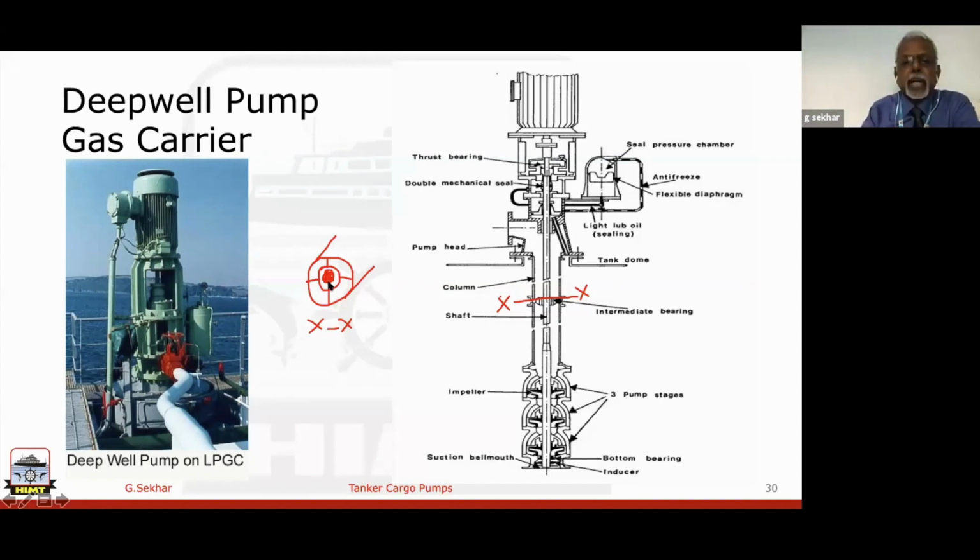Now, this bearing lubrication is done by the cargo itself. So it is very, very imperative that this pump should not run dry. When the pump is running, the pump has a certain rated amperage. At the end of the discharge, when the cargo quantum has reduced, what will happen to the amperage? The amperage also will go down. So at the minimum amperage, the pump will get tripped, so that prevents the pump from running dry. So this is how a deep well pump is going to be.